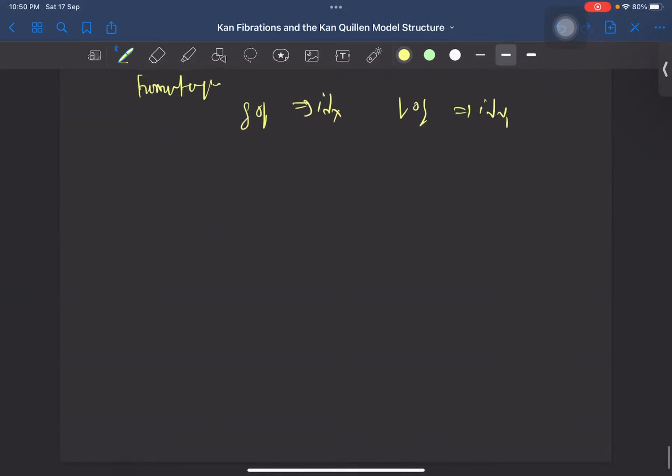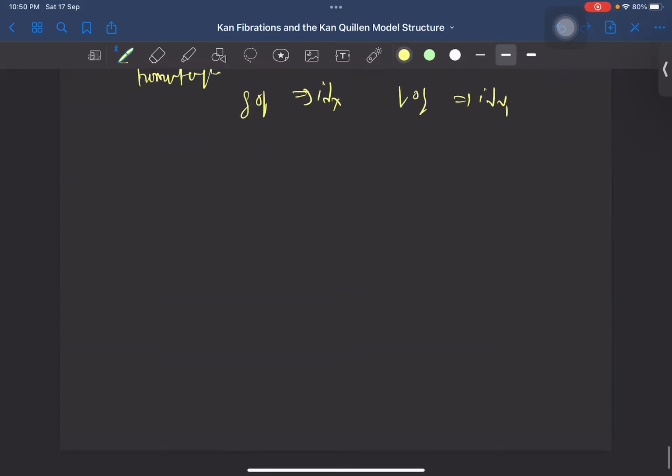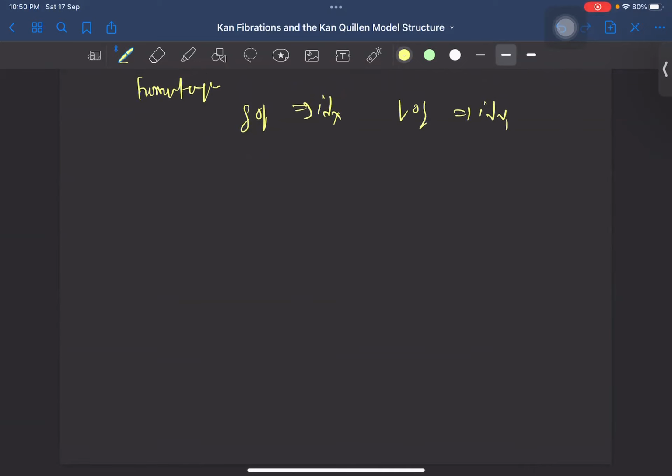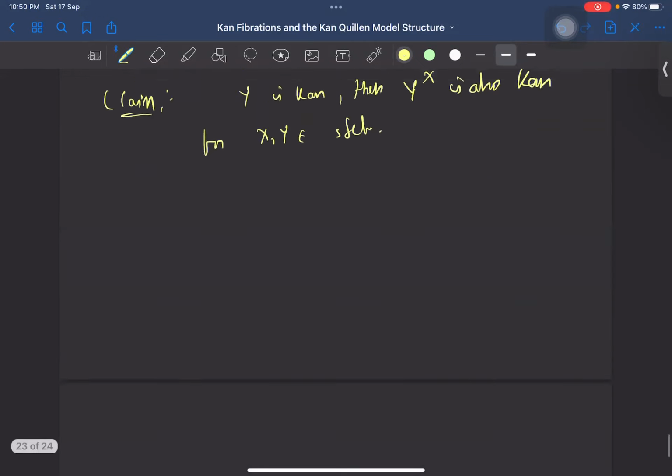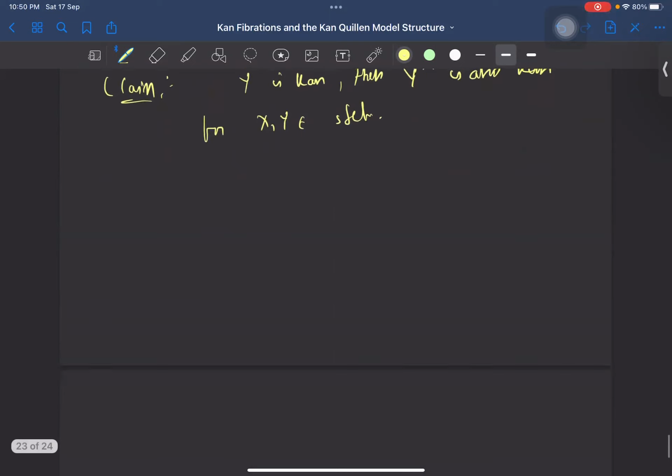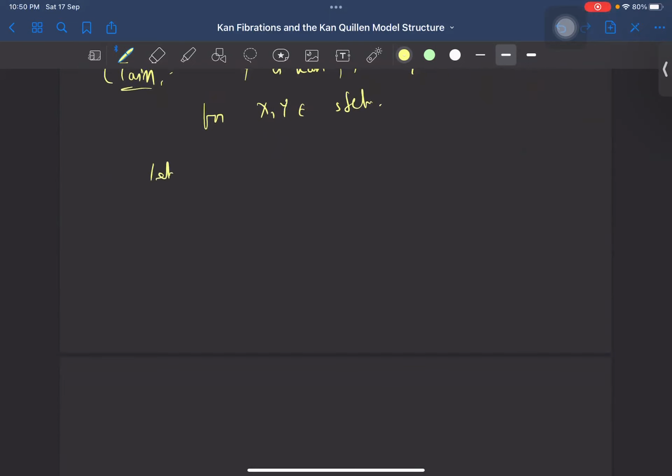Now we switch our attention a bit. Let me write this as my claim: if Y is Kan, then Y^X is also Kan, for X and Y simplicial sets. Let's move on with that. So this is my claim, and I'll put that.